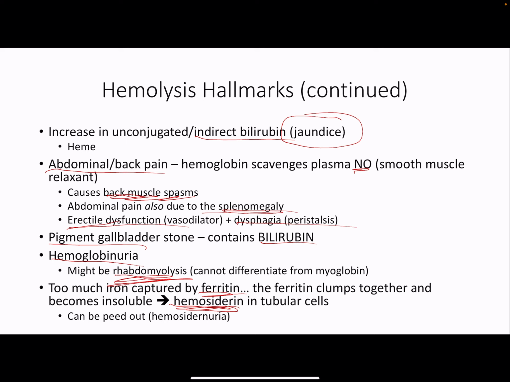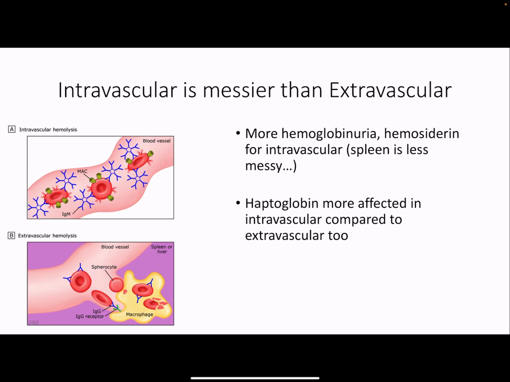The hemosiderin can deposit in various joints and tissues, but it can also go into the tubular cells of the kidneys, and eventually, put very scientifically, it can just go into your pee. Your hemosiderin can be in the urine, hemosiderinuria. So as you can probably imagine, intravascular hemolysis is going to be a little bit messier than extravascular.